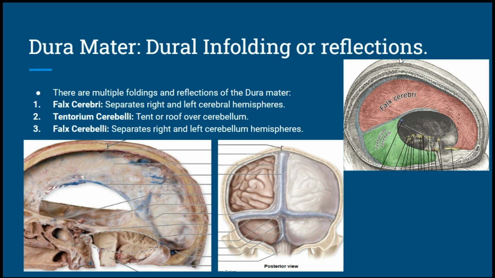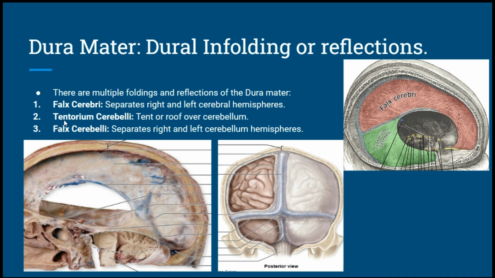So there are multiple infoldings or reflections of the dura mater. These multiple foldings have different functions. The very first one we're going to look at is the falx cerebri. This is the dura mater that separates the right and left cerebral hemispheres. So look at the image on the top right. This is the cross section of the skull. You see the skull bone over here and one of the hemispheres of the cerebrum. The falx cerebri covers one hemisphere and separates it from the second one.